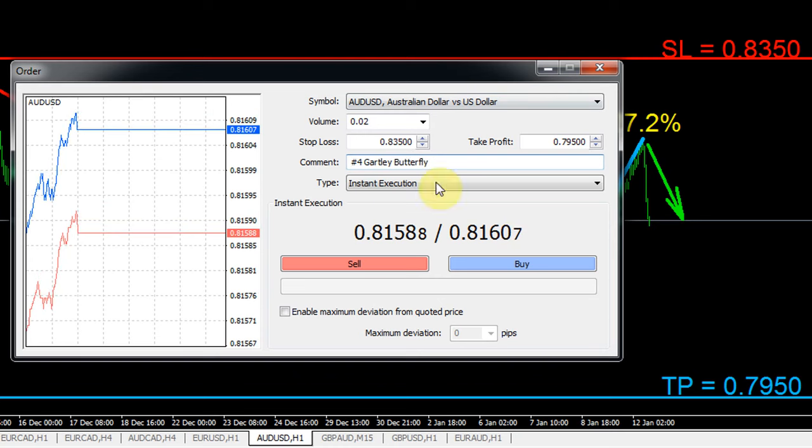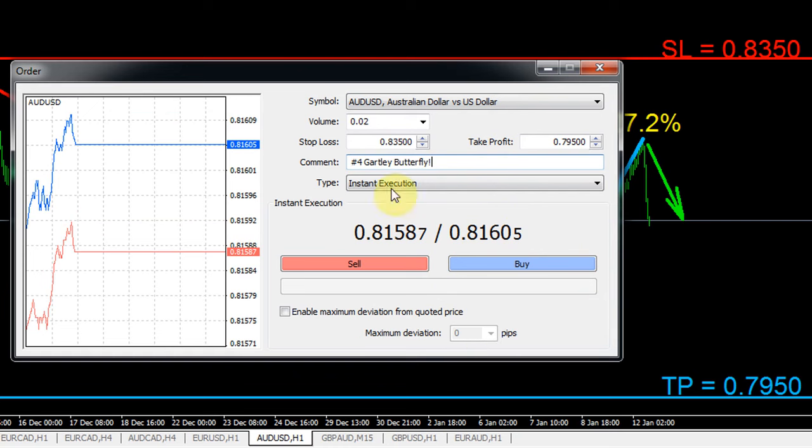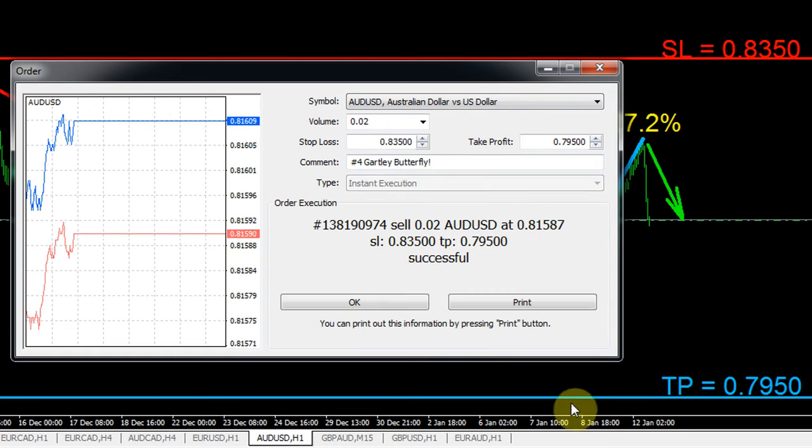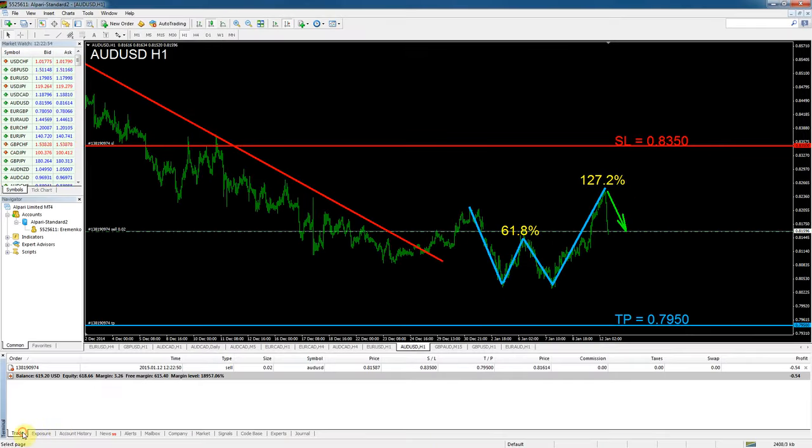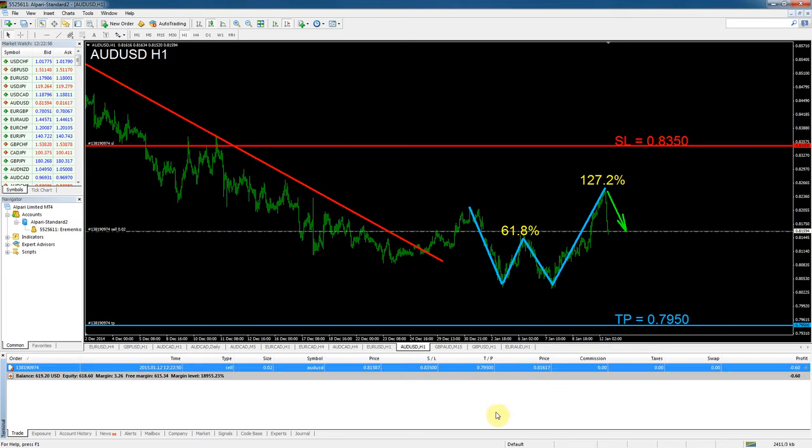Alright, so now we're going to quickly check that everything's correct, and we're going to sell. Perfect, so there's our sell order over here, and it's all in the market. We just have to wait for the price to hopefully go in our direction. Alright, so we'll leave this order alone for a couple of days, and I look forward to seeing you on the next tutorial. Until then, happy trading.